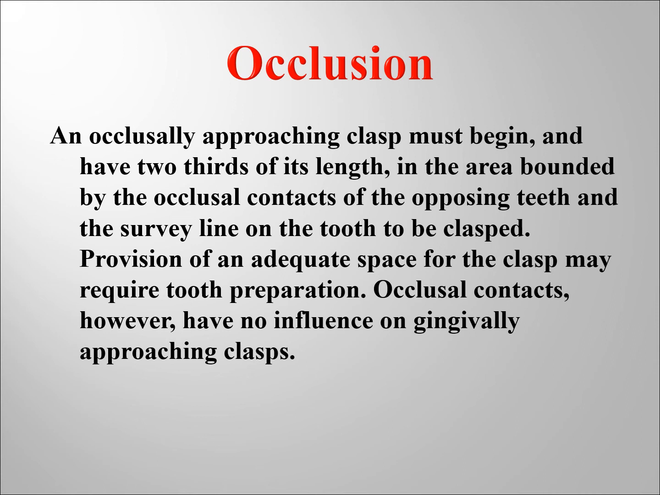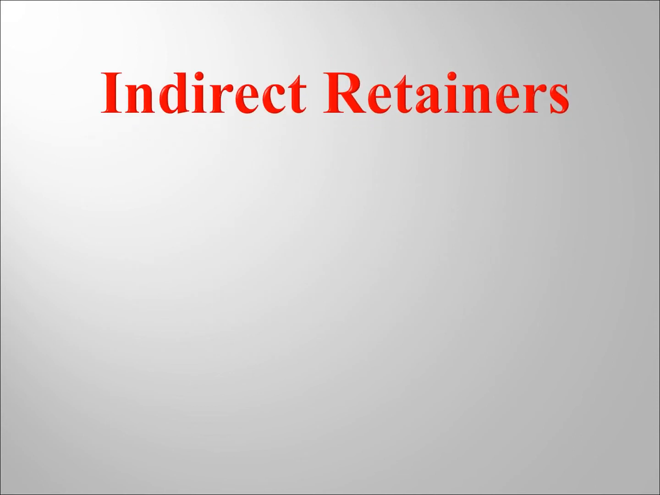While gingivally approaching clasps, most of the components are below the survey line, and they usually do not interfere. Sometimes the occlusal rest, whether it is cingulum or incisal, might interfere. So, but if you have limited space, occlusally approaching clasps are not recommended. Indirect retainers, the last thing we will talk about in today's lecture.